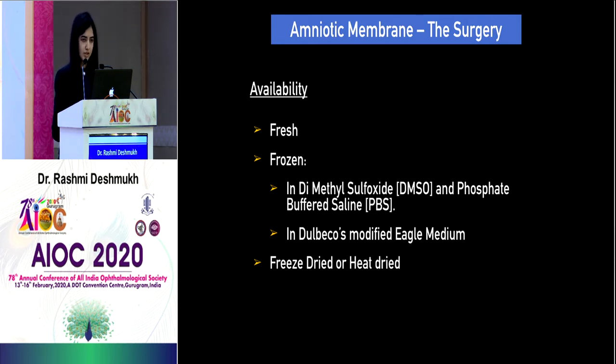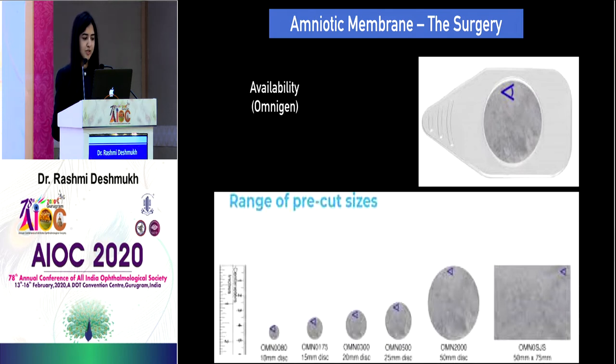The frozen membrane is usually stored in dimethyl sulfoxide and phosphate buffered saline, or it can also be stored in Dulbecco's modified Eagle medium, which is the more commonly used medium. In Nottingham, we use Omnigen, which is a vacuum-dried kind of amniotic membrane. It is available in different sizes, ranging from Omnigen 80, which is a 10-millimeter disc, up to Omnigen 2000, which is a 50-millimeter disc. And if you see there is a blue-colored eye which shows the direction of the Omnigen. So if the eye is looking towards the right side, that means the epithelial side is up and the stromal side is down. So that is how we recognize which side is up, because the amniotic membrane otherwise is dry.